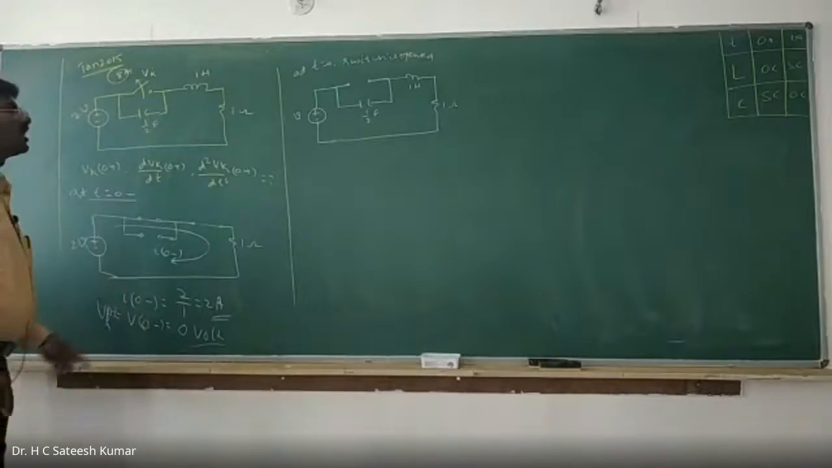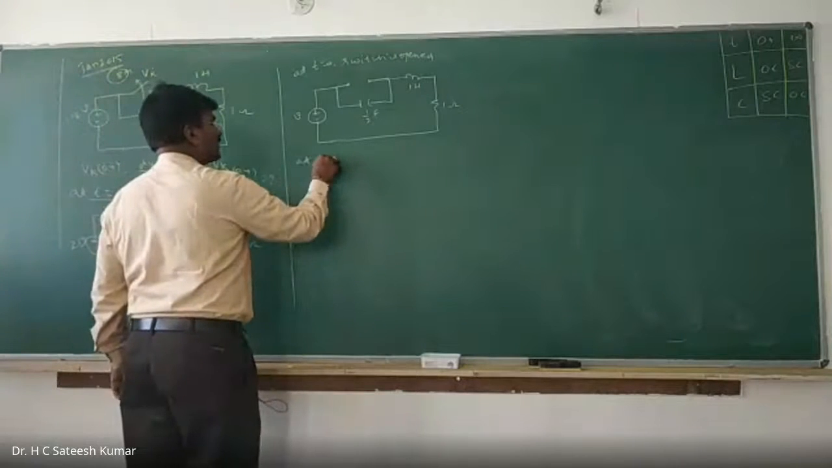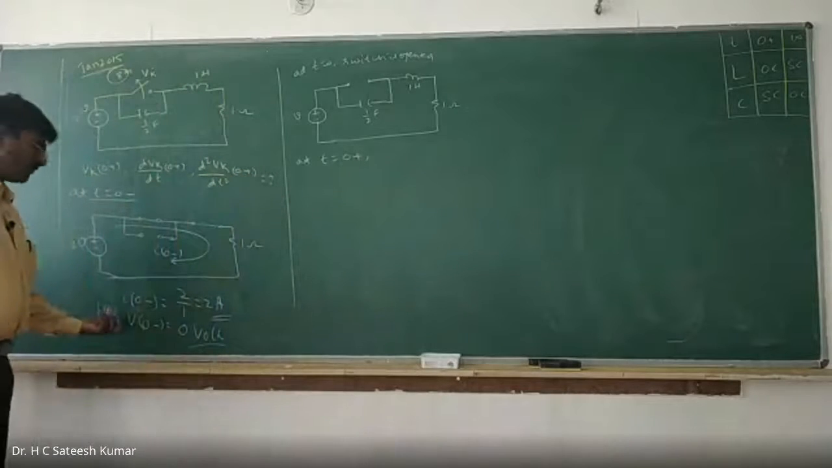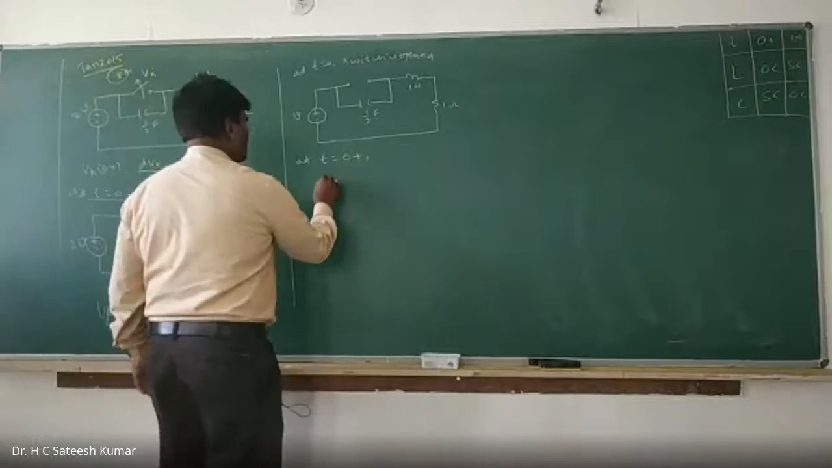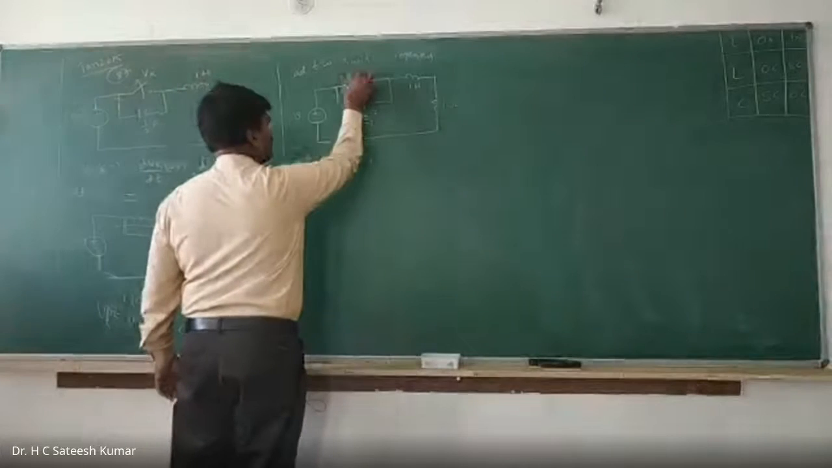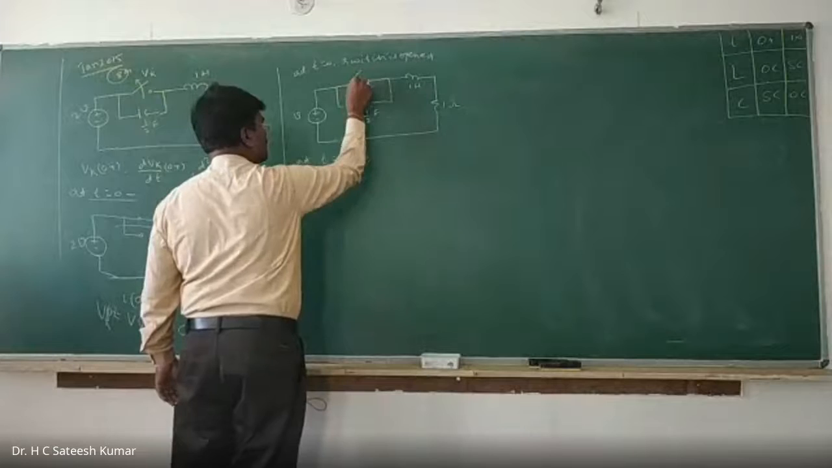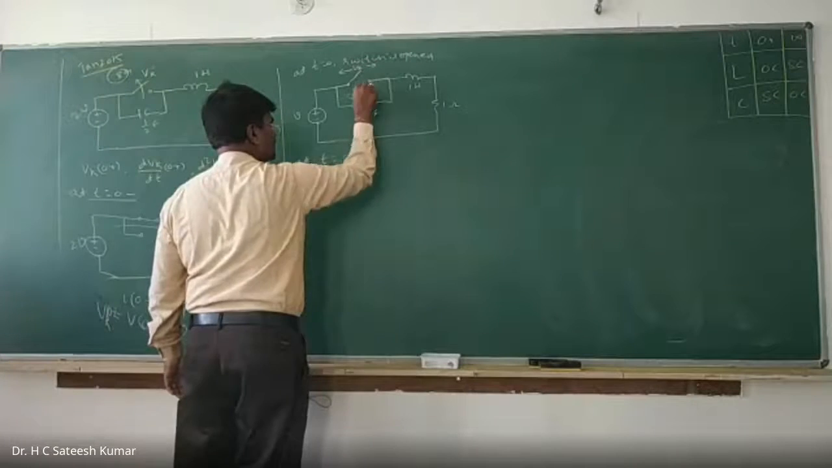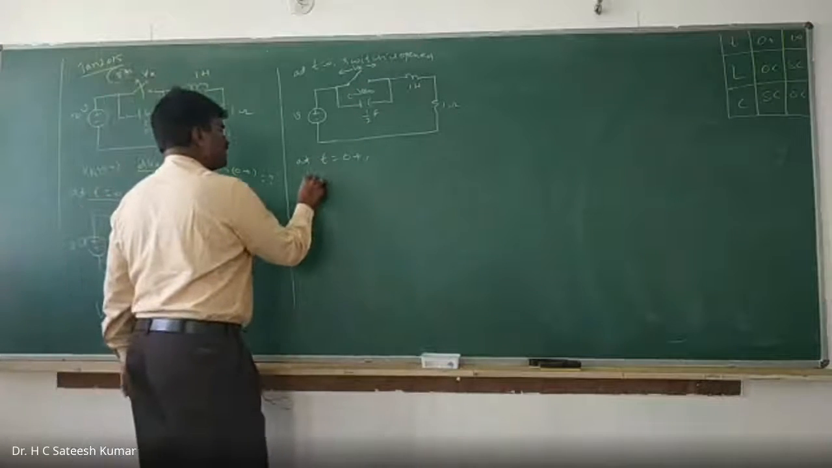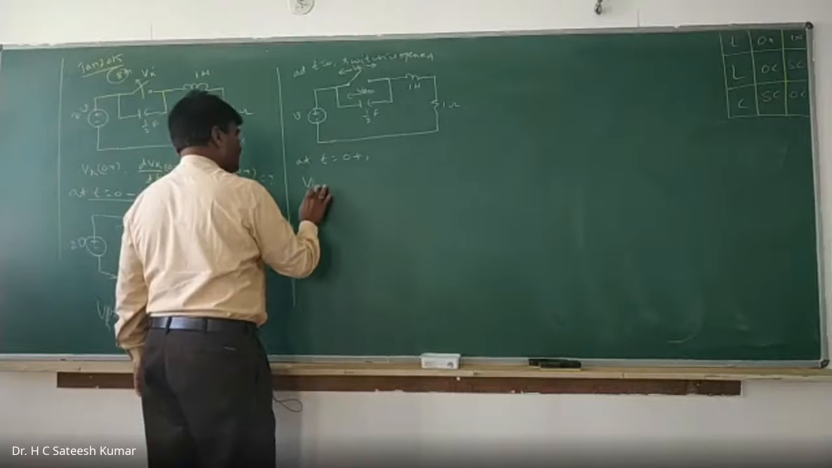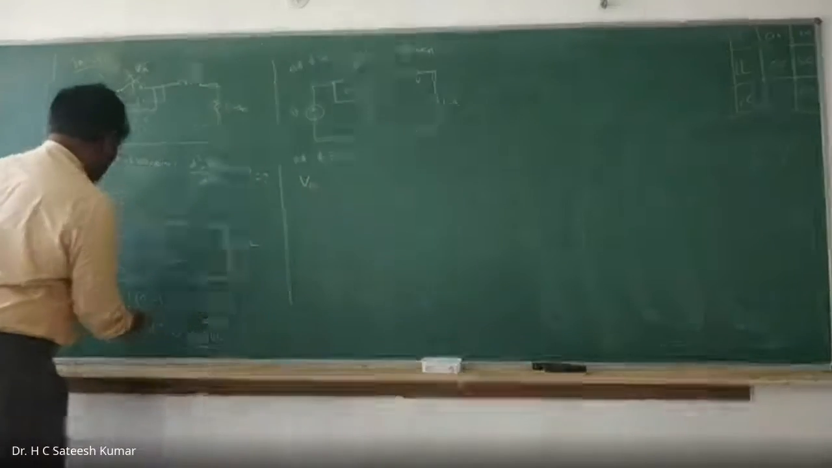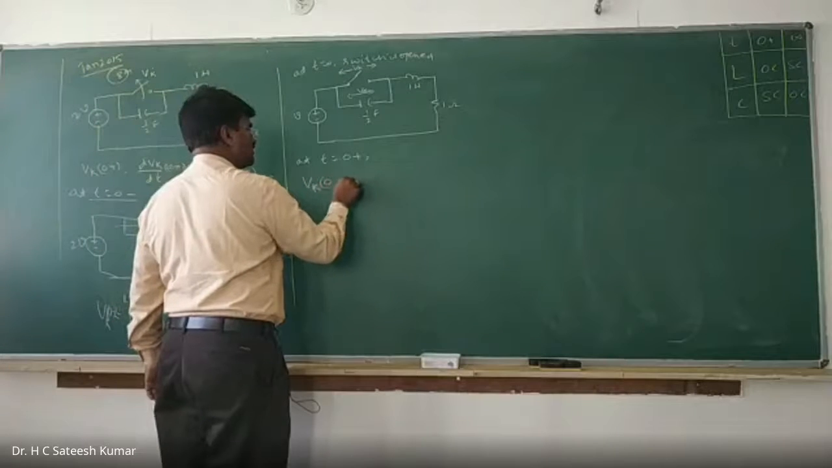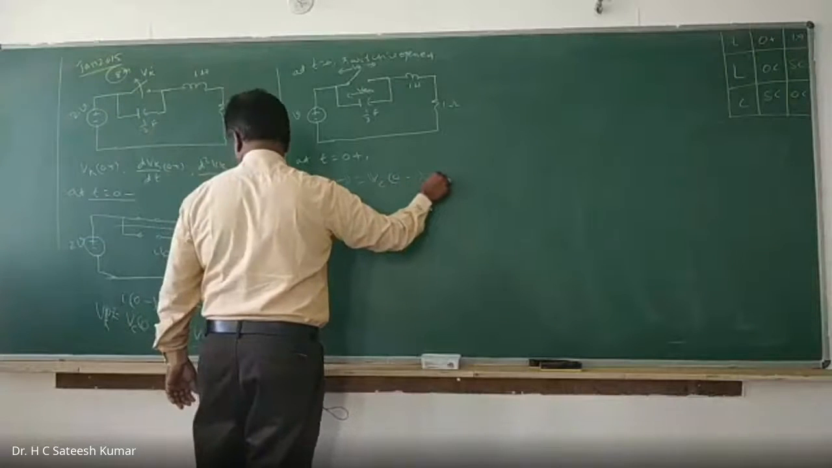At t is equal to 0 plus, after the switch is opened, the capacitor is unable to respond very fast. Is it right? Therefore, whatever the voltage across the switch, this is your switch, is opened, and this is your Vk. Vk is nothing but equal to Vc only now, the voltage across the capacitor. So you can write Vk0 minus is equal to Vc0 minus is equal to 0 volts.